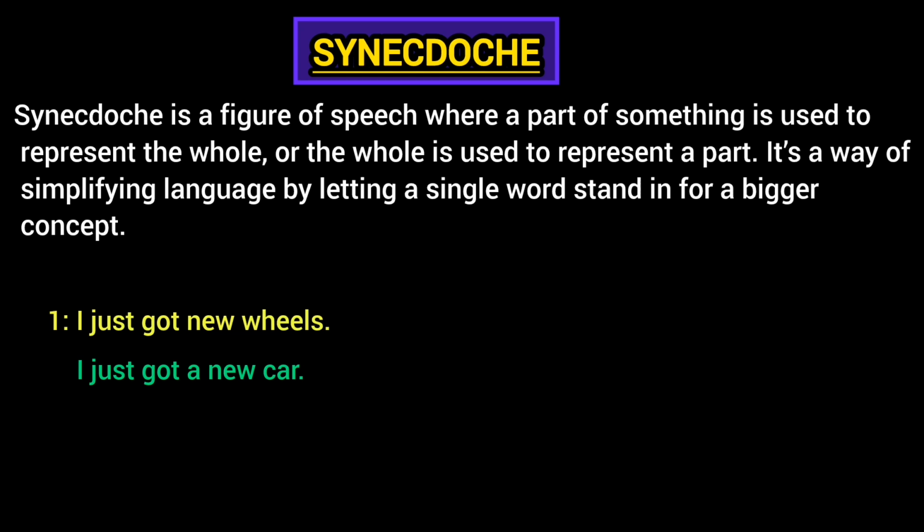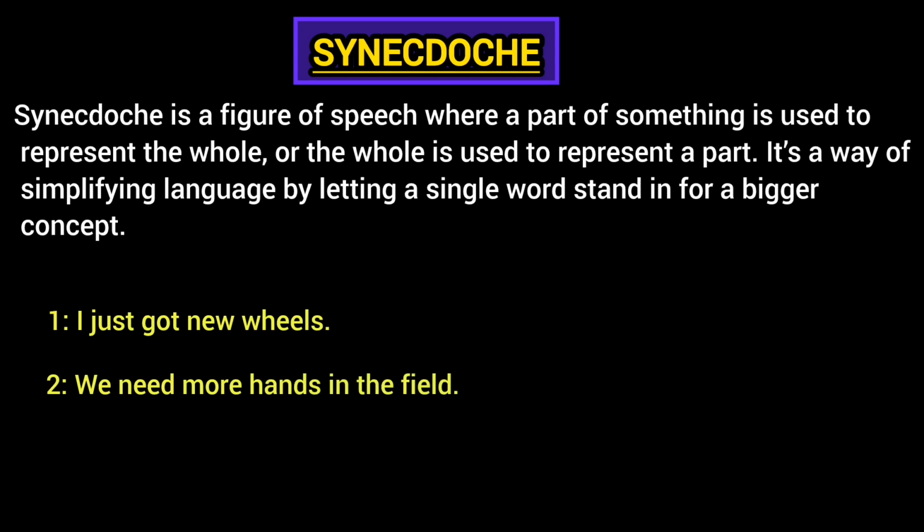There are many examples like this. We need more hands in the field. Look at this example. In this sentence, hands refers to workers or people who can help. We're not just asking for people's hands, we need the whole person. Here, we're using a body part, hands, to represent the whole individual. This phrase is commonly used to mean extra help or more workers. Simply, you can see that the whole body is represented by a part of it.